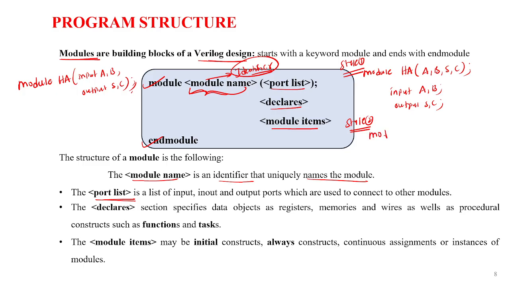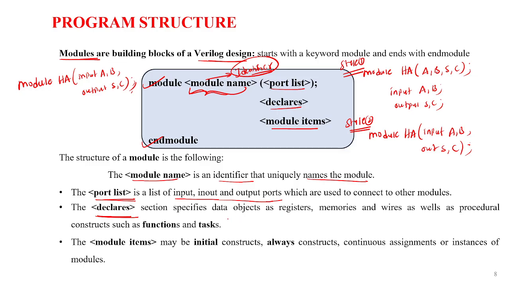Style 2 is where, within the brackets itself, you can declare the inputs and outputs. So module half adder, this is my identifier and module name, and input A comma B comma output S comma C. Like this I will declare. That will declare the input and output ports that you use in the design, and this is the declaration of your variables.